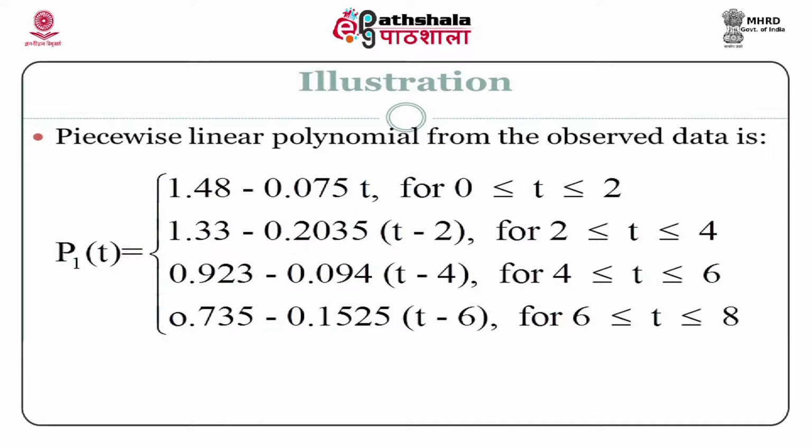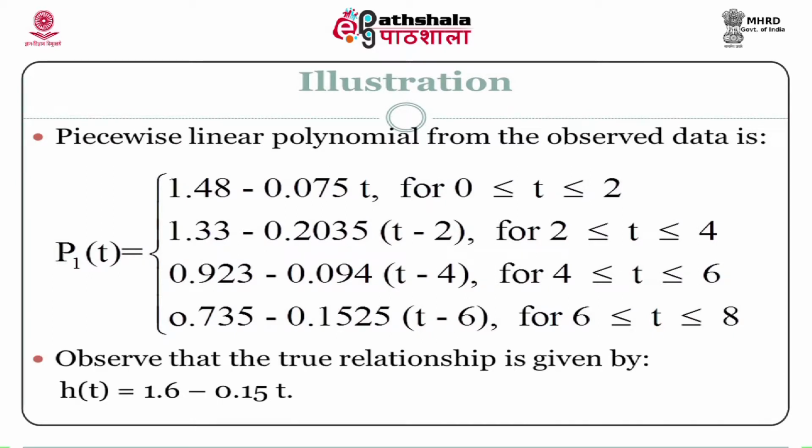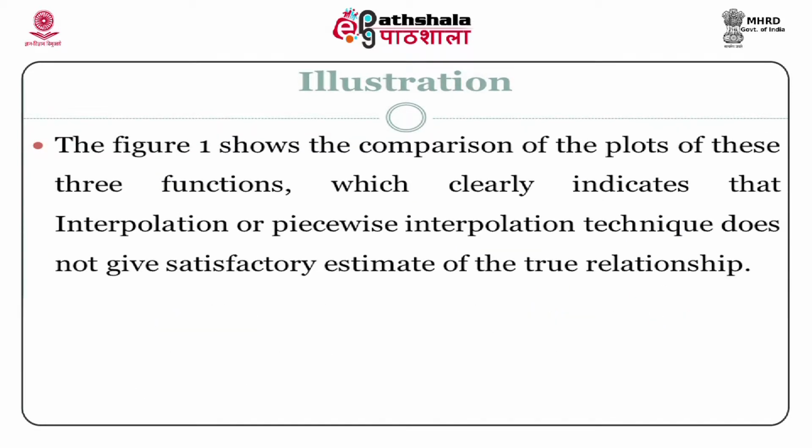So we have got 2 experimental estimates for the height and one theoretical estimate, as already said, that is h(t) equal to 1.6 minus 0.15 t. Figure 1 shows the comparison of the plots of these 3 functions, which clearly indicates that interpolation or piecewise interpolation technique does not give a satisfactory estimate of the true relationship.